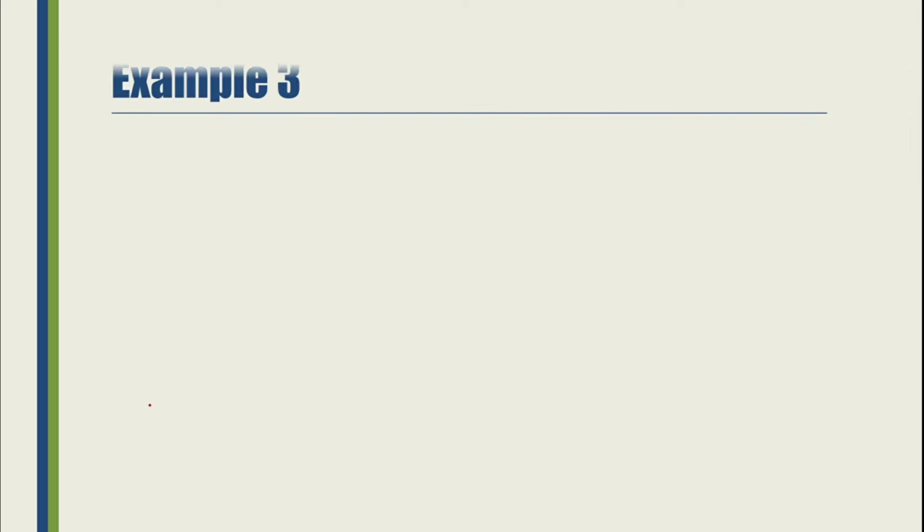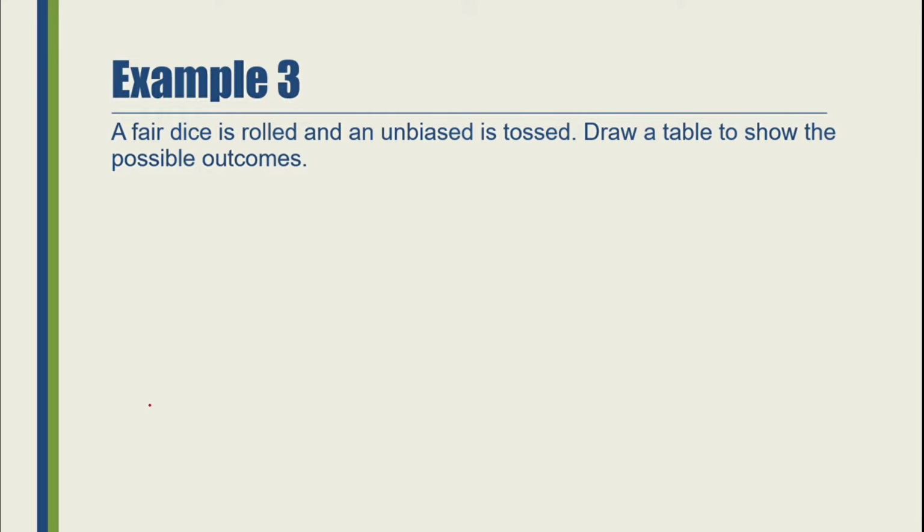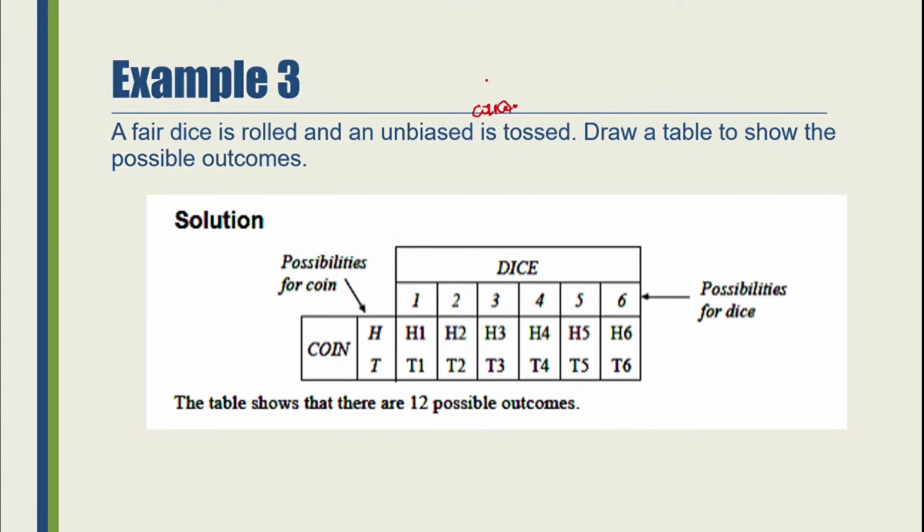Next, we have a fair die rolled and an unbiased coin tossed. Draw a table to show the possible outcomes. So we have here the coin, whose possible outcomes are head or tail, paired with the die with 1, 2, 3, 4, 5, and 6. So there are 12 possibilities. The table shows there are 12 possible outcomes. So this is an example of a sample space.